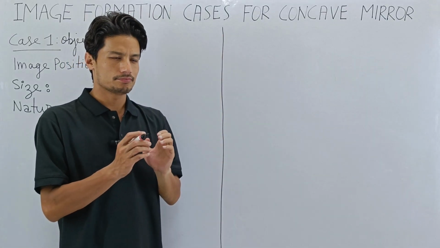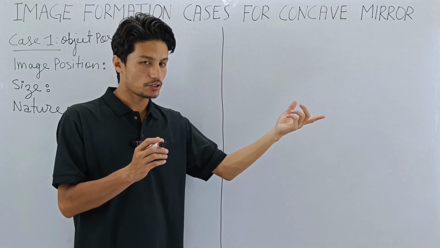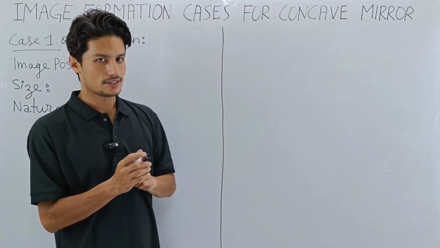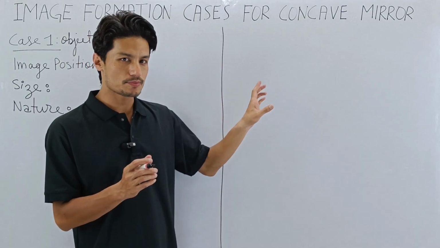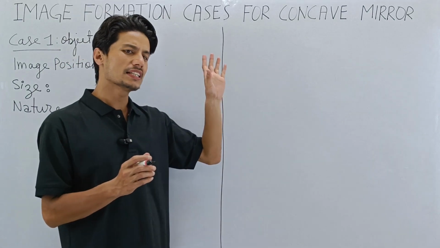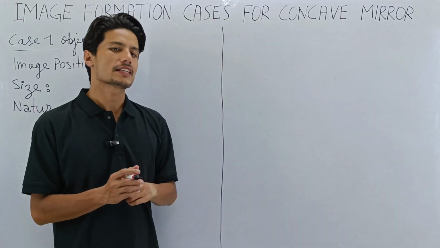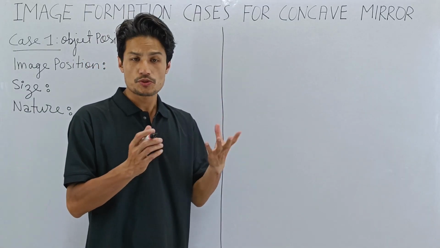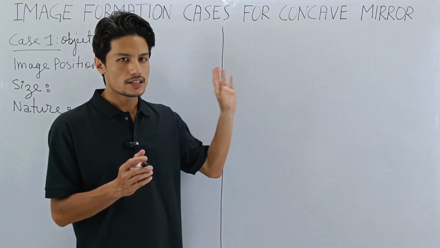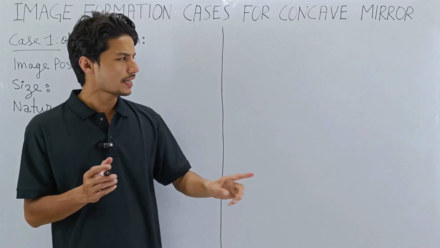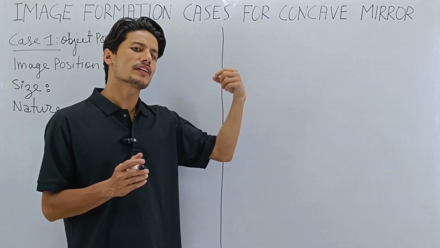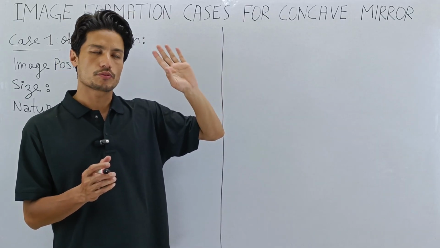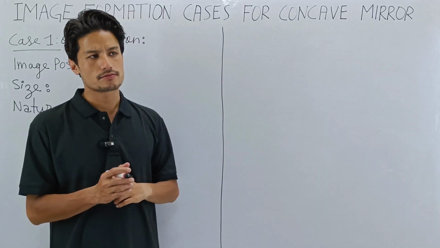But then there is a twist at the end. There will be a twist, and I will not tell you which case it is, but there is a twist. So not all the cases will give you a real inverted image. There is one particular case which is going to be tricky here. So let's study the cases one by one, and let's find out in which particular case the image formed is different.